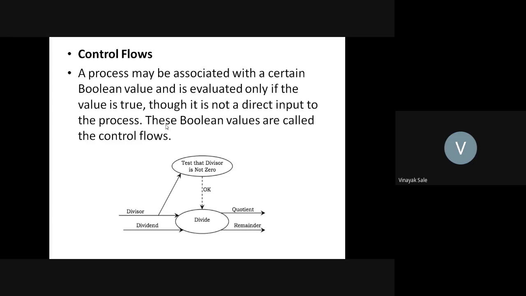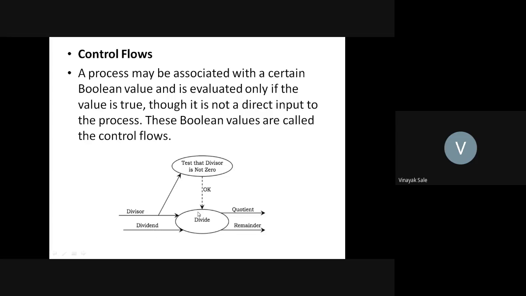So suppose in the case of a division operation, there are the inputs divisor and dividend. These are the inputs, and the required outputs are quotient and remainder. But before the operation, we must confirm that the divisor is not equal to 0. If it is true, then go to the division so that we can find the required quotient and remainder of the given divisor and dividend.